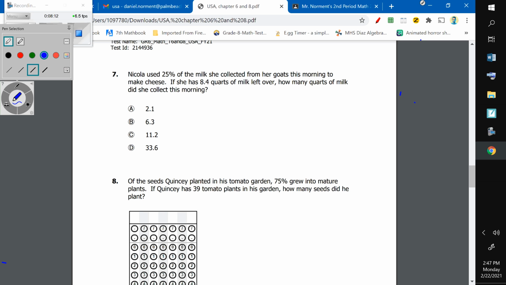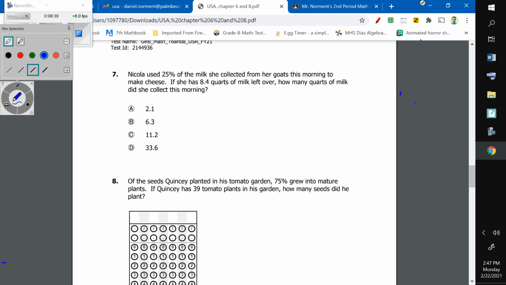Nicola used 25% of the milk she collected from her goats this morning to make cheese. If she has 8.4 quarts of milk left over, how many quarts of milk did she collect this morning? 2.1, 6.3, 11.2, 33.6. Now, there's only one answer that actually makes sense if you think about the amounts.